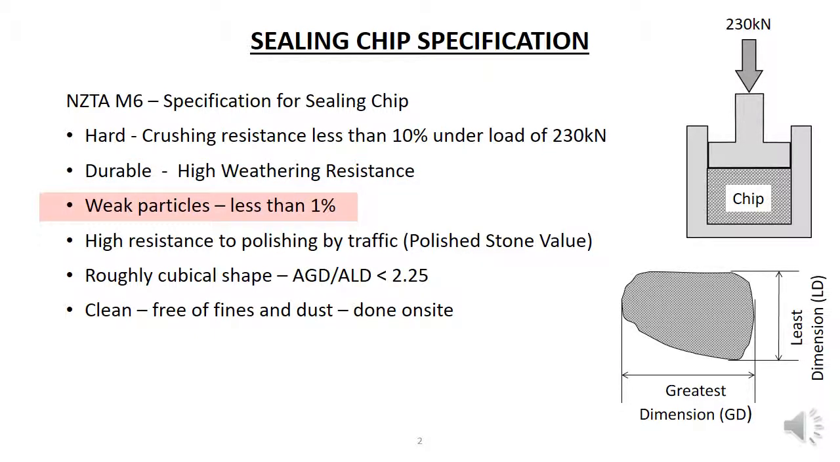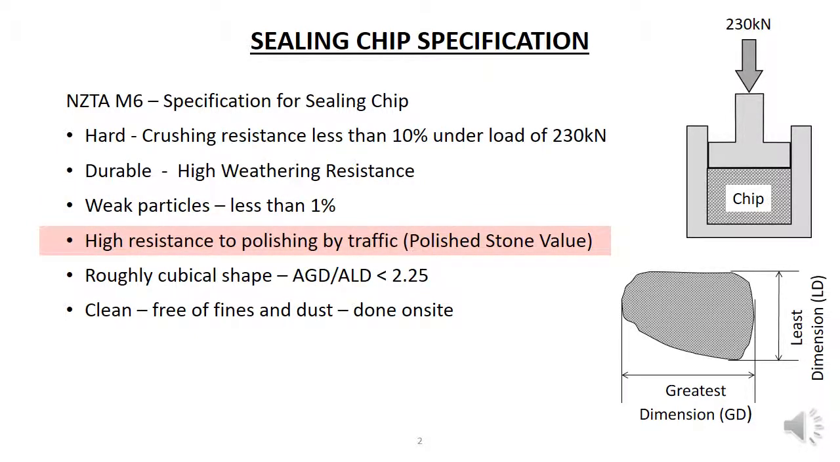The chip also needs to be free of dust, clay and other weak particles. These particles take up space in the chip seal surface, but break up and leave a gap, reducing the interlock of the chip seal surface. This can cause other chip to become dislodged from the surface, leading to a deterioration of the surface. The specification requires that the chip mix have less than 1% of these weak particles.